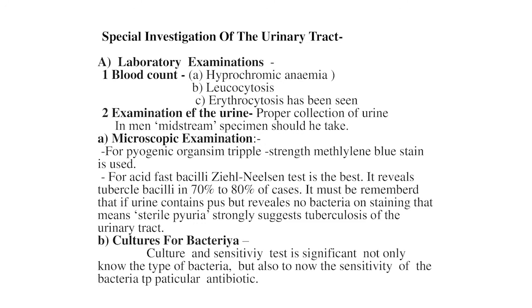It must be remembered that if urine contains pus but reveals no bacteria on staining, that means sterile pyuria, which strongly suggests tuberculosis of the urinary tract. And the third one is culture for bacteria. Culture and sensitivity test is a significant test, not only to know the type of the bacteria but also to know the sensitivity of the bacterial type, particularly for antibiotic therapy.